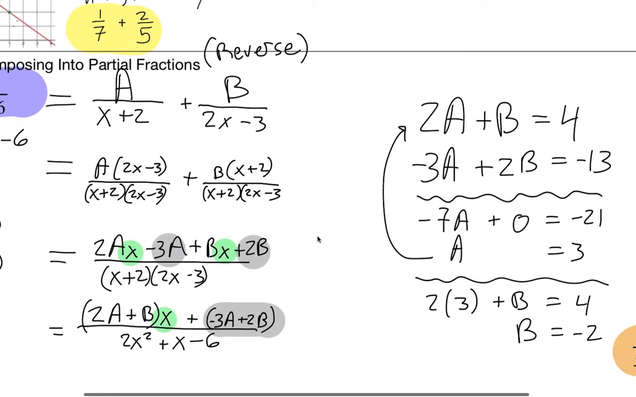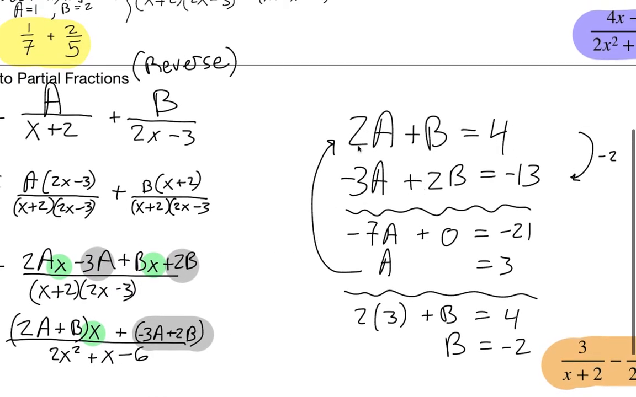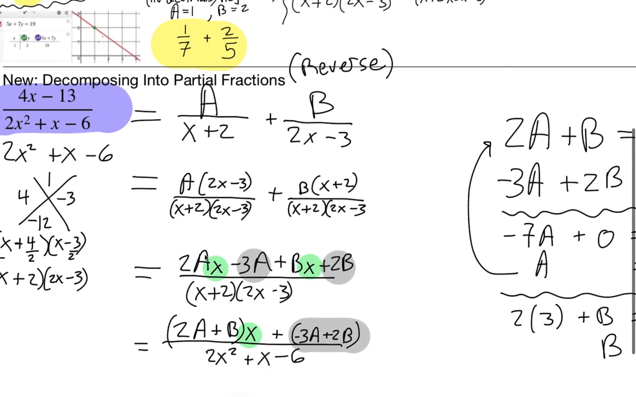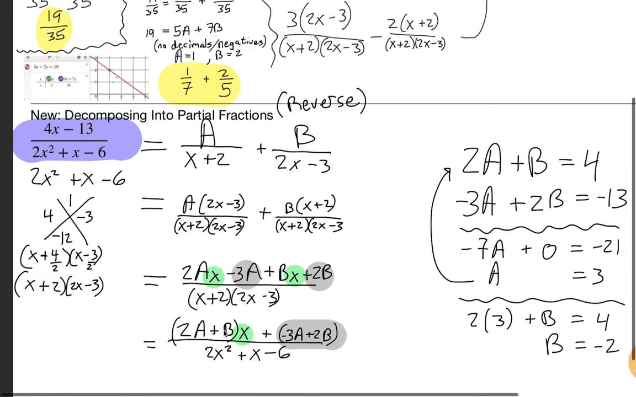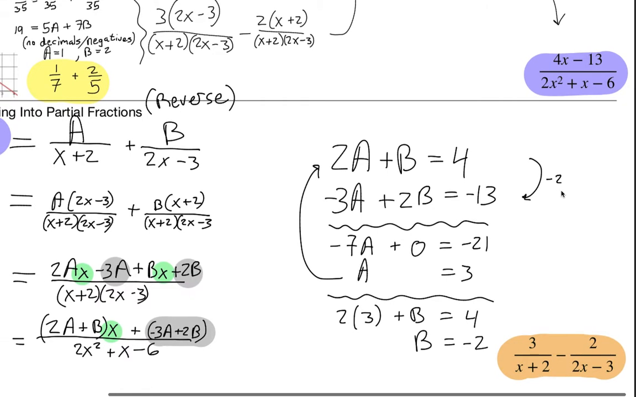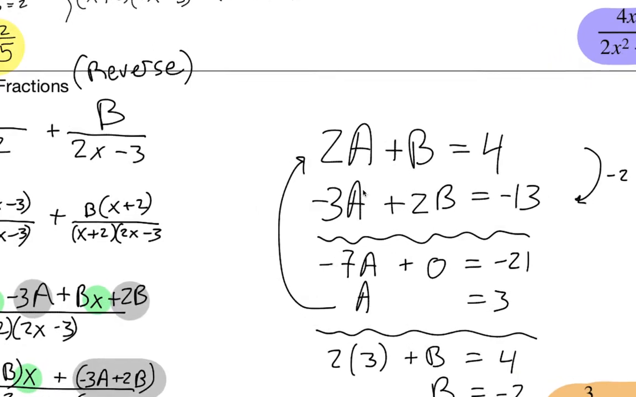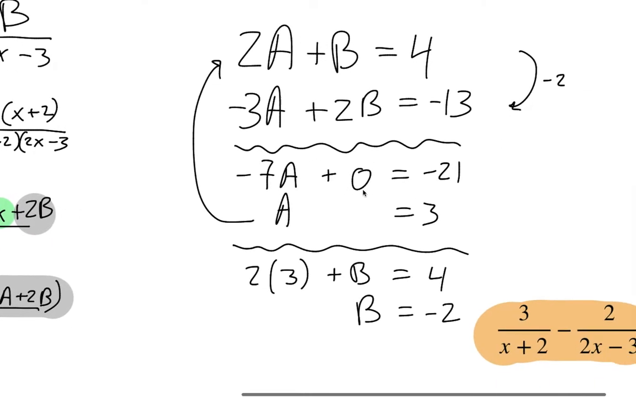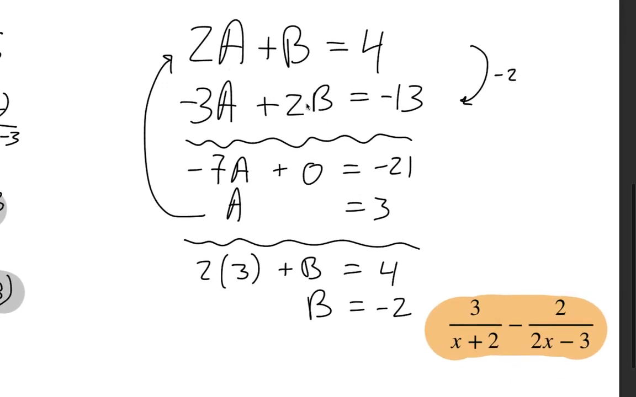So what we can do is a system of equations. 2A plus B has got to equal 4. We're getting this by comparing the numerators. 2A plus B has got to equal 4, and negative 3A plus 2B has got to equal negative 13. So I've written them out, and now I have a system of equations. Like I said, the whole reason it's in Chapter 9 is that now we're able to really, in a very thorough way, solve these two equations.